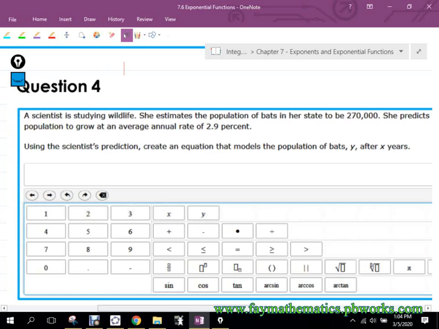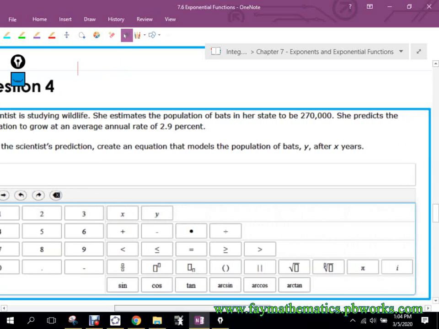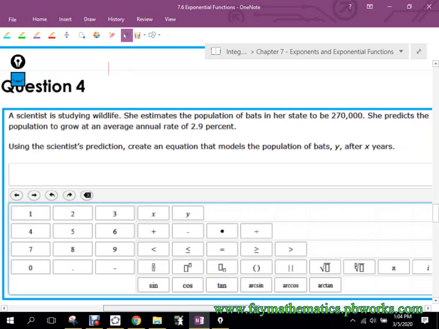Every year, the state of Ohio will release a handful of their test questions. This was one that was released a couple years ago. Let's read. It says, a scientist is studying wildlife. She estimates the population of bats in her state to be 270,000. She predicts the population to grow at an average annual rate of 2.9%.